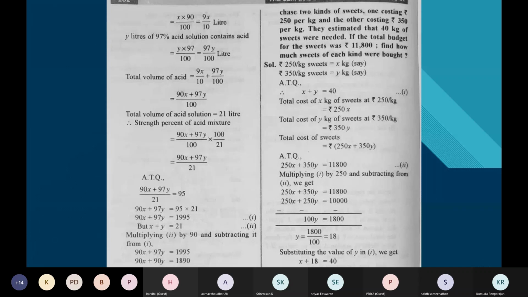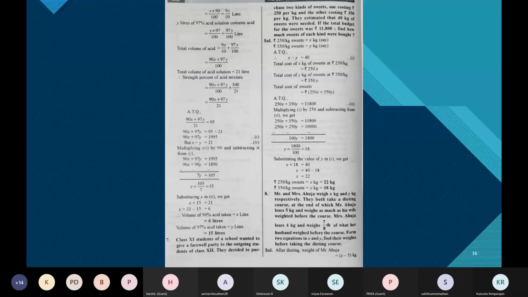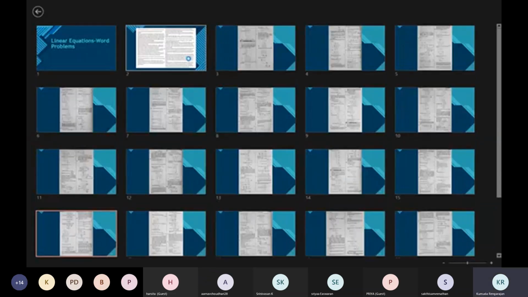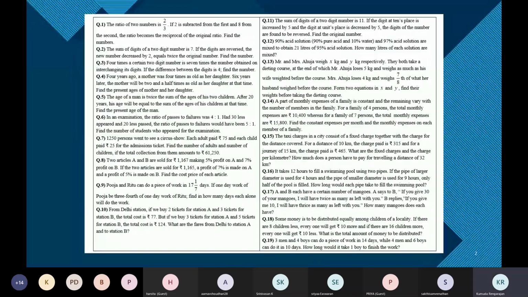Ma'am, whether we can start doing the 13th question? Yes, darling, I'll show the question. Shakti, is it over? All right. Yes, Harshita. So after this is which one? After 12, yes, the 13th one.